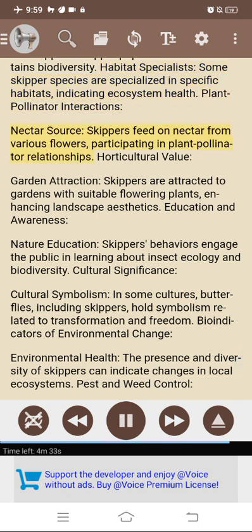Plant-pollinator interactions. Nectar source. Skippers feed on nectar from various flowers, participating in plant-pollinator relationships. Horticultural value. Garden attraction. Skippers are attracted to gardens with suitable flowering plants, enhancing landscape aesthetics. Education and awareness. Nature education. Skippers' behaviors engage the public in learning about insect ecology and biodiversity. Cultural significance. Cultural symbolism.